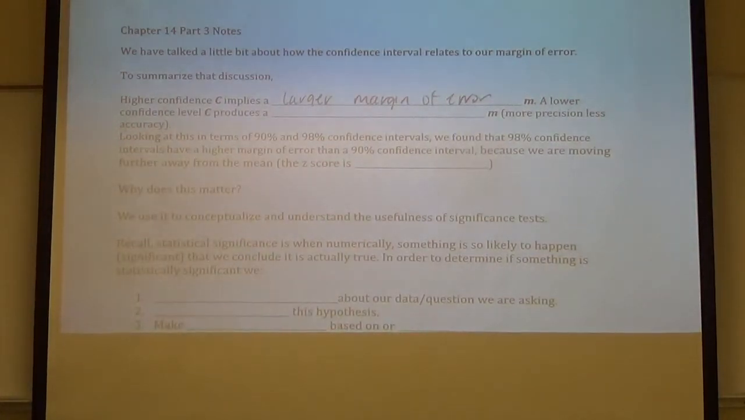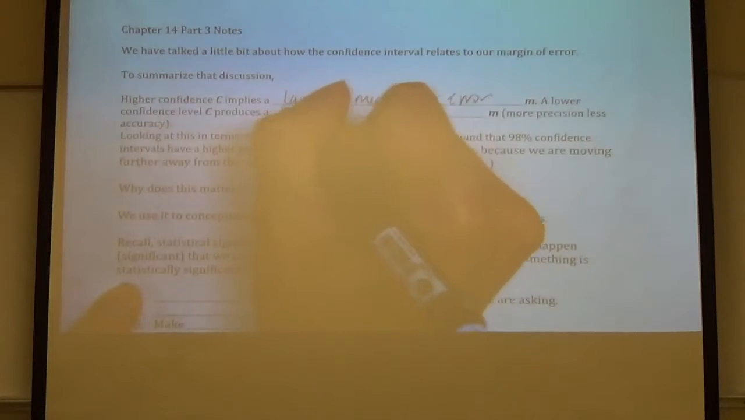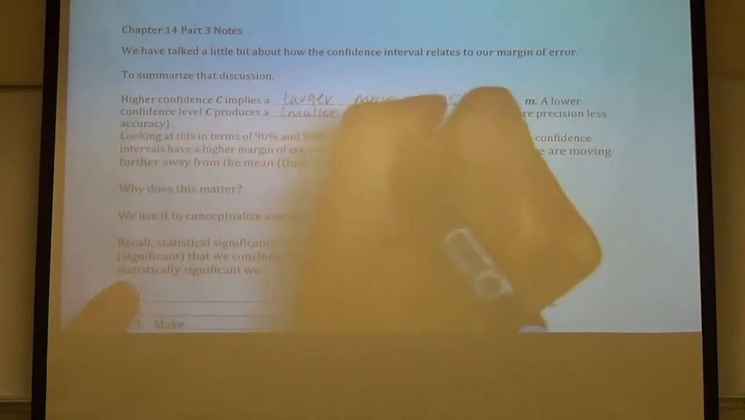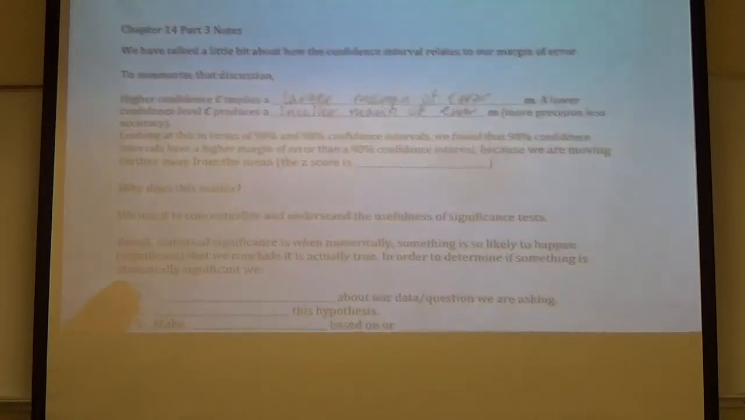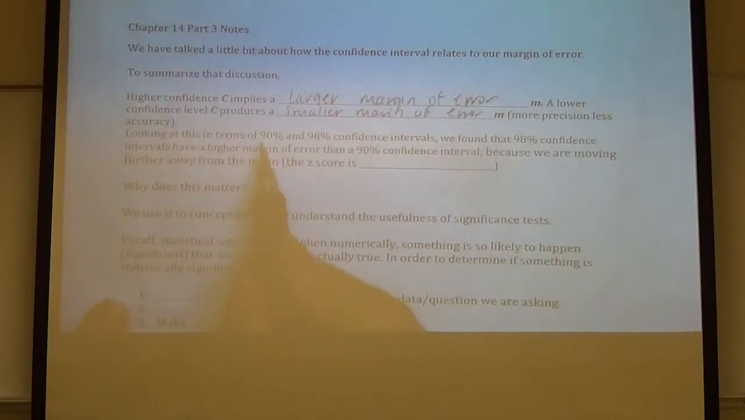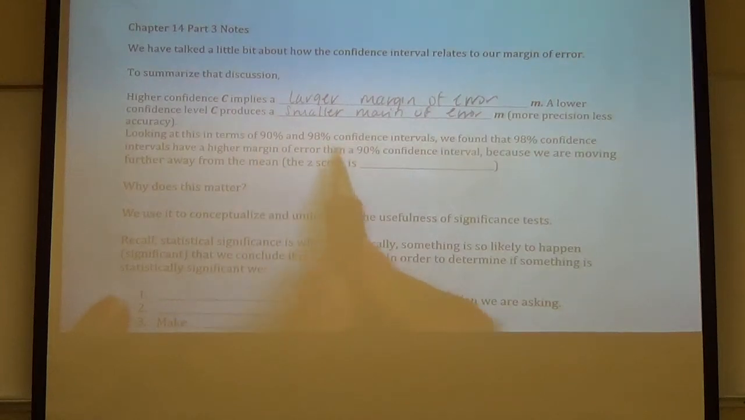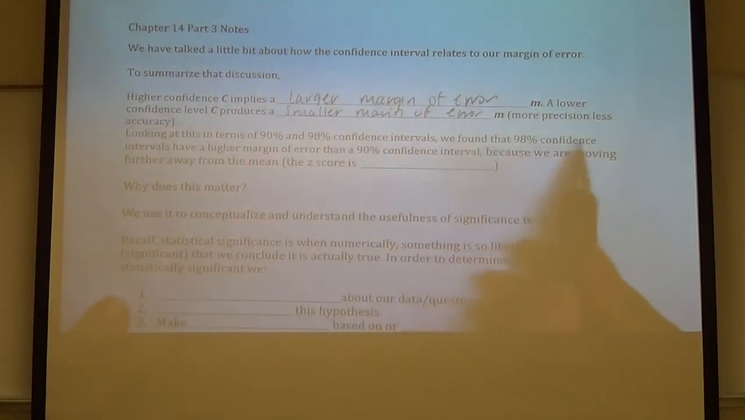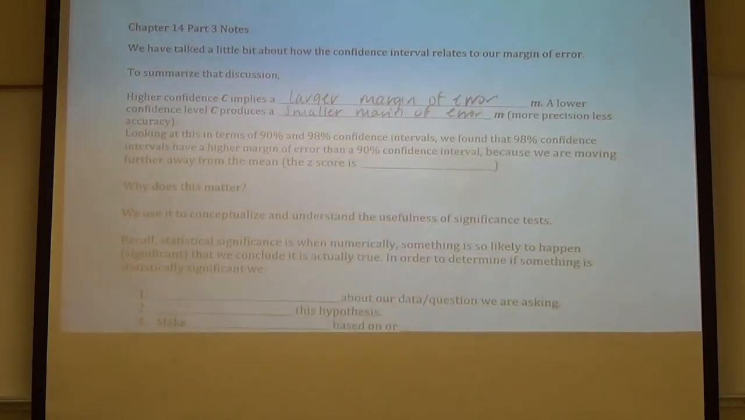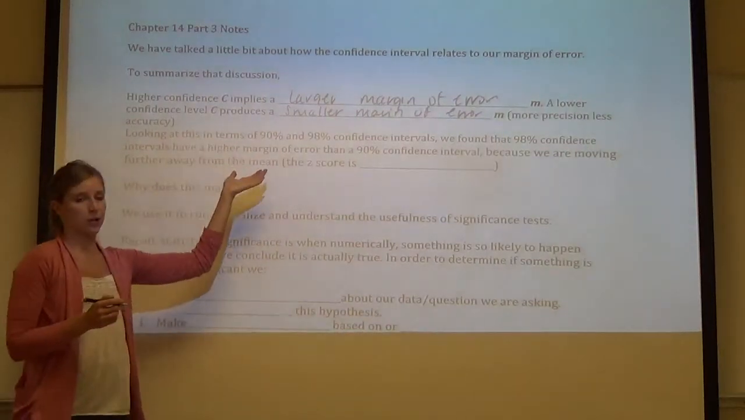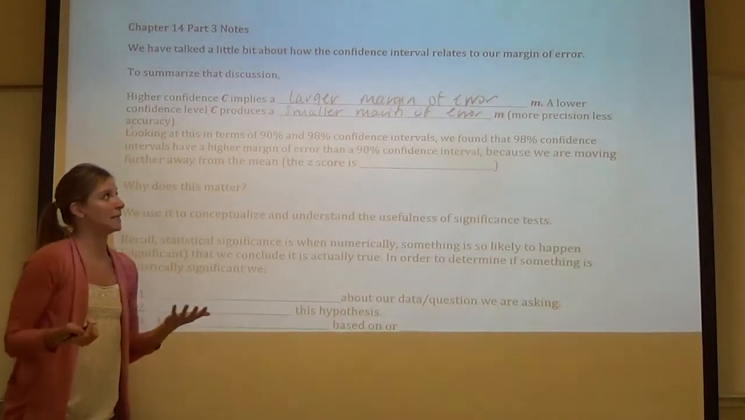Okay, so looking further into that, we can say a lower confidence level C produces a smaller margin of error, of course. So smaller margin of error. Looking at this in terms of, say, 90% and 98% confidence intervals, we found that 98% confidence intervals have a higher margin of error than a 90% confidence interval. So I think in class or in the other notes, we did it with 95%, but if I were to do it with 90%, it would have the same idea there.